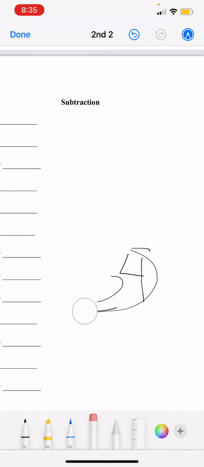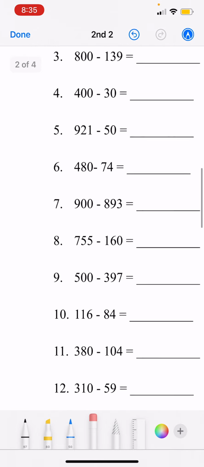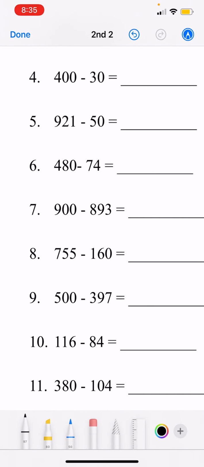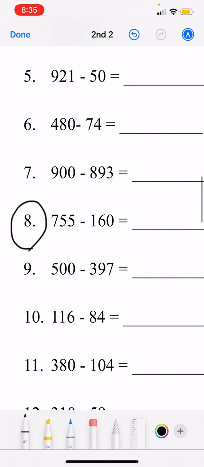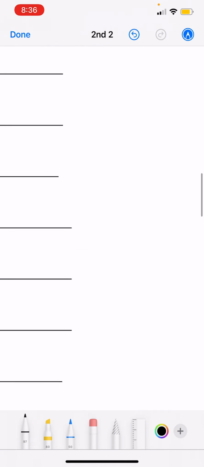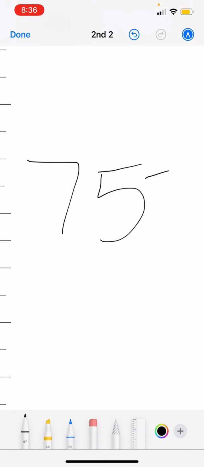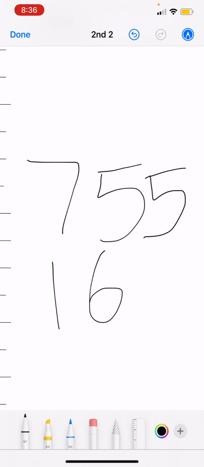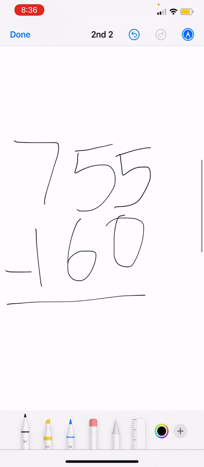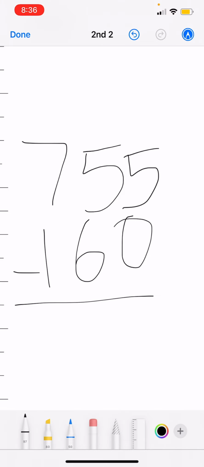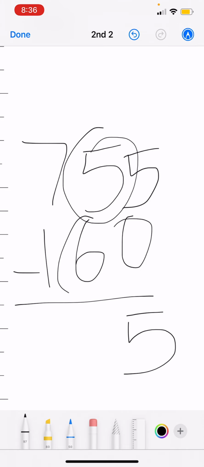Alright, one more problem. Okay, so here we have number 8. 8 has 755 minus 160. Okay, let's do that. So it was 755 minus 160. Okay, so we're going to subtract this part first. So 5 minus 0, that is 5. And we have 5 minus 6.